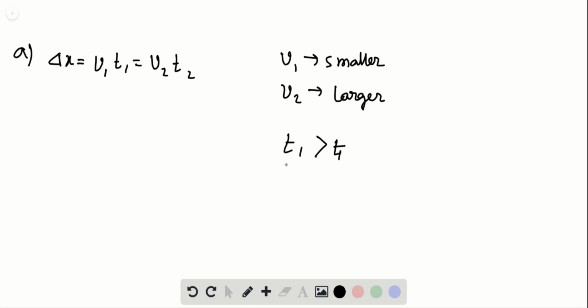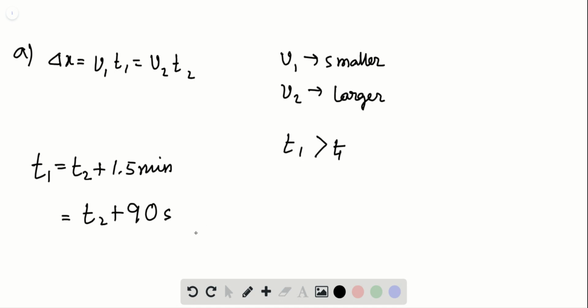Sorry, v1 is slower. Now that means we can write t1 being equal to t2 plus 1.5 minutes, which in terms of seconds is 90 seconds. And from there, we can actually use this information over this equation. So we'll have v1 times t2 plus 90 seconds is equal to v2 times t2.